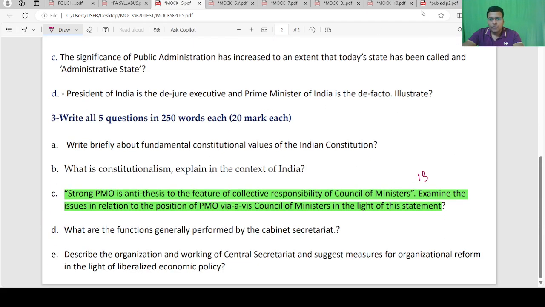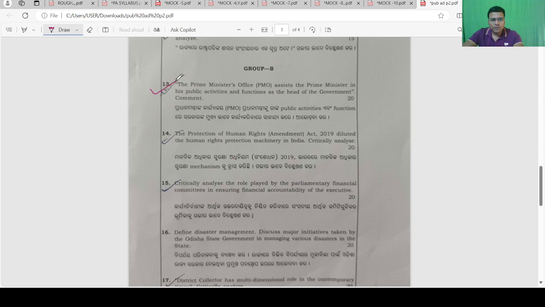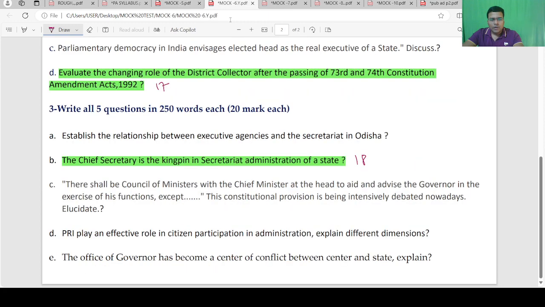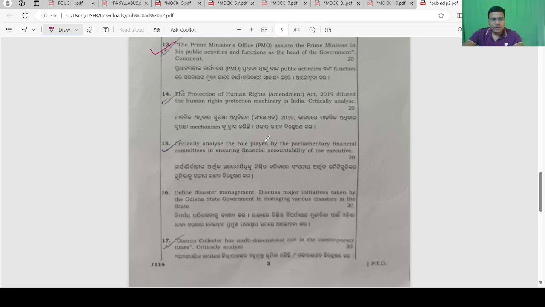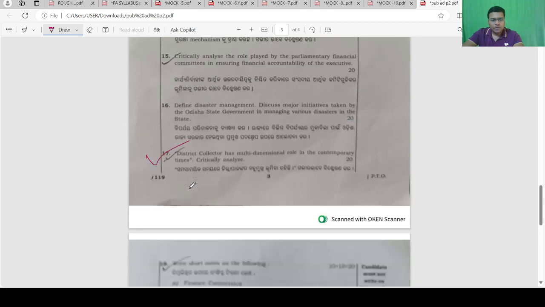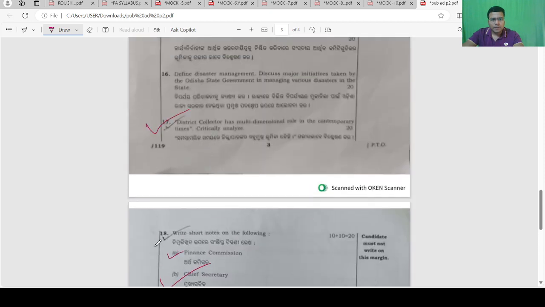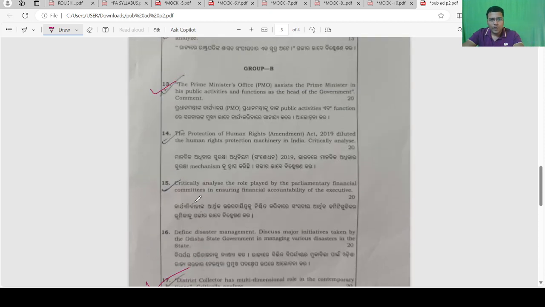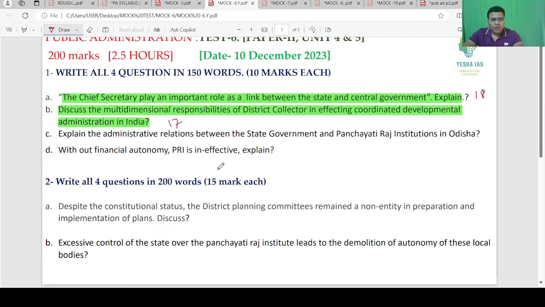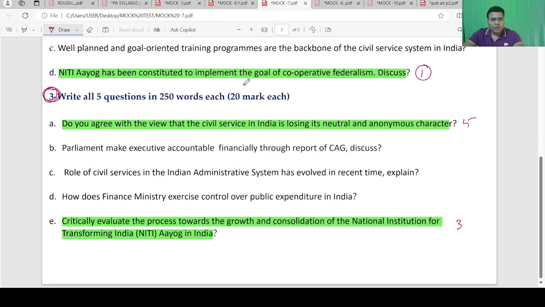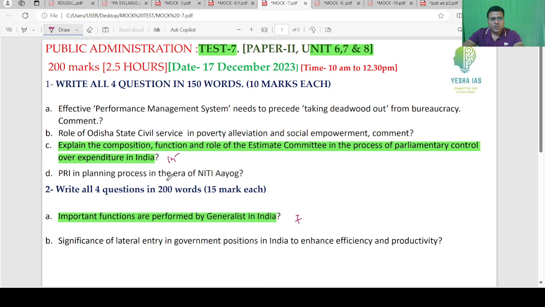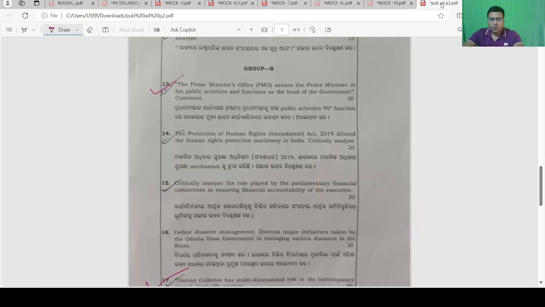Next, see PMO. PMO has been studied only a little. The PMO question has come for 20 marks. This is the Prime Minister's Office. Next come Chief Secretary and District Collector. Look, direct. This is District Collector. This is Chief Secretary. So 1, 2, 3, 20 marker. Here question number 5, question number 15. So let's look at question number 15.